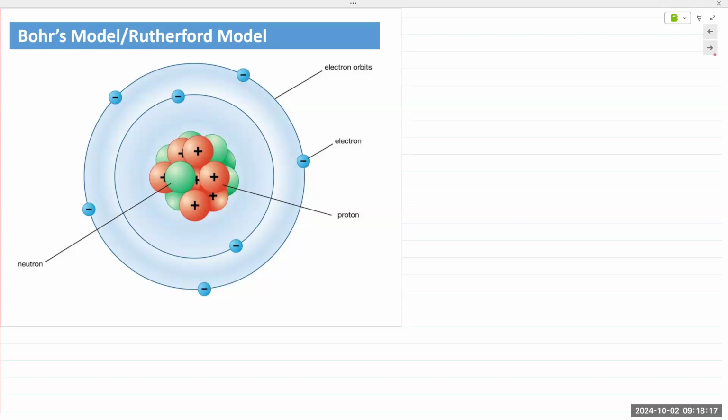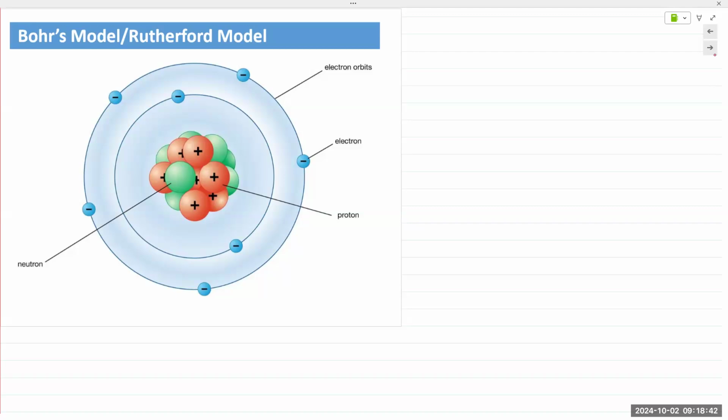But whenever we start talking about atoms, we always go first to Bohr's model. What Rutherford did was he had a very thin gold sheet and he fired positively charged particles on that gold sheet. And he discovered that most of the particles just passed through.